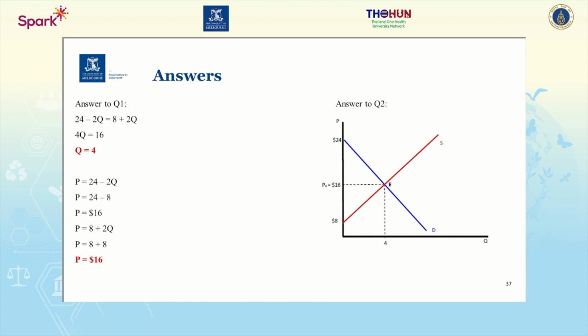So on a graph, what does that look like? We see the supply curve starting at the bottom left, going up. As the price increases, sellers are more willing to sell.